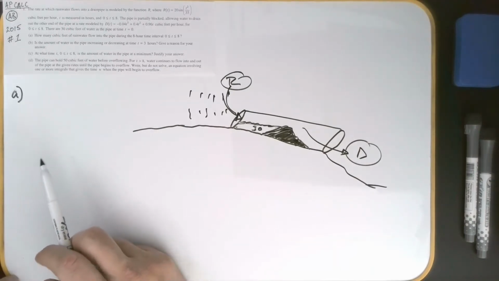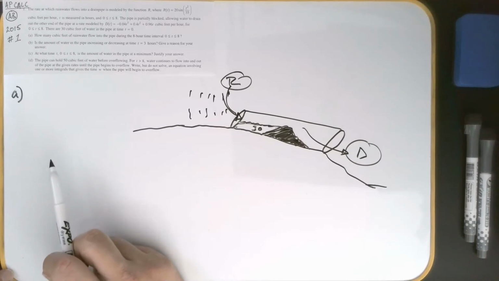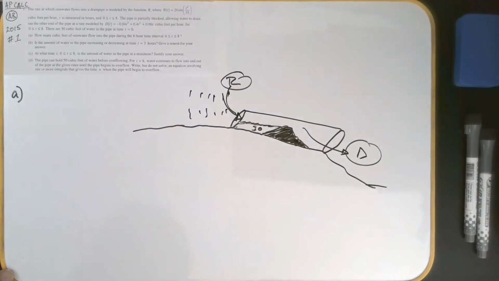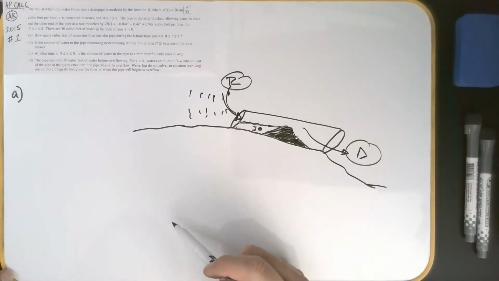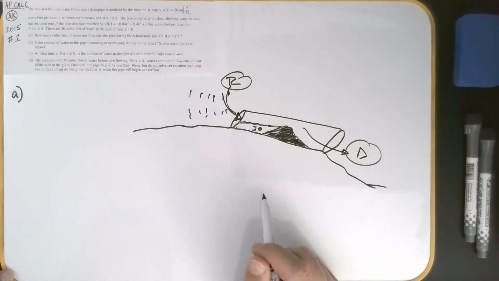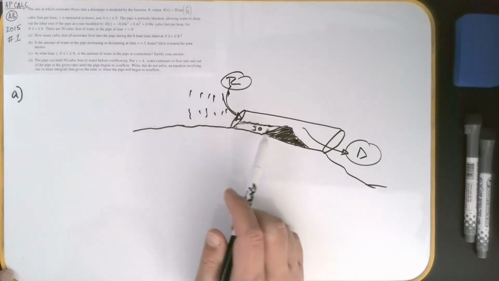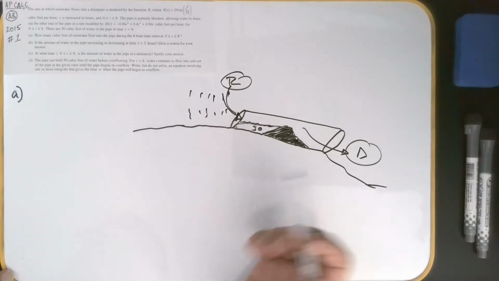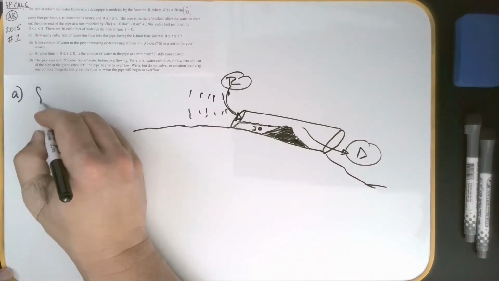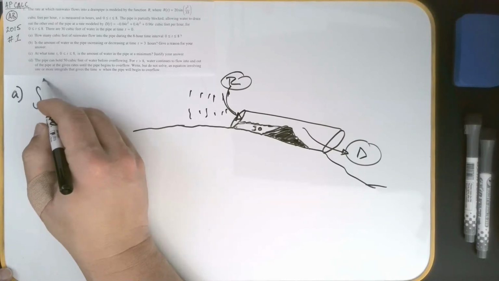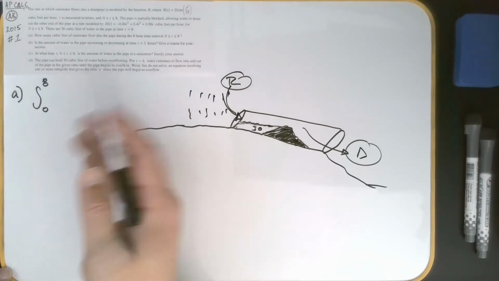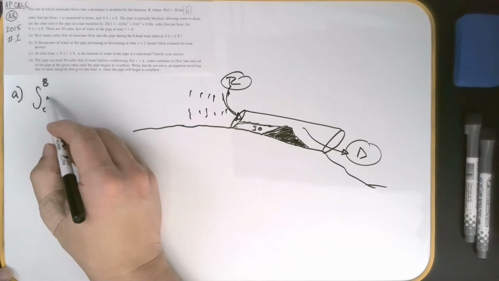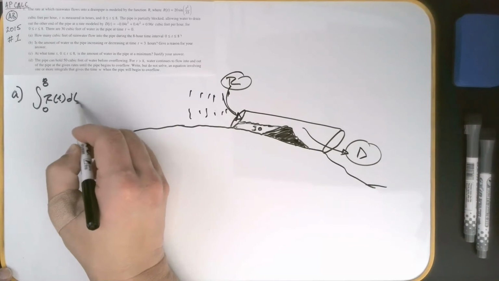So part A of the question says, how many cubic feet of rainwater flow into the pipe during the 8-hour time interval from 0 to 8? Well, once again, what do you get when you integrate a rate? Whatever the rate produces. So it's giving us the rate that the water is flowing in. So it says how many cubic feet flow in. Just integrate the rate that it flowed in. So usually A tends to be a little bit on the easier side, and you just say, well, I'm just going to integrate the rate it flows in from the time they want it, from 0 to 8, and that's going to be the function r of t, dt.